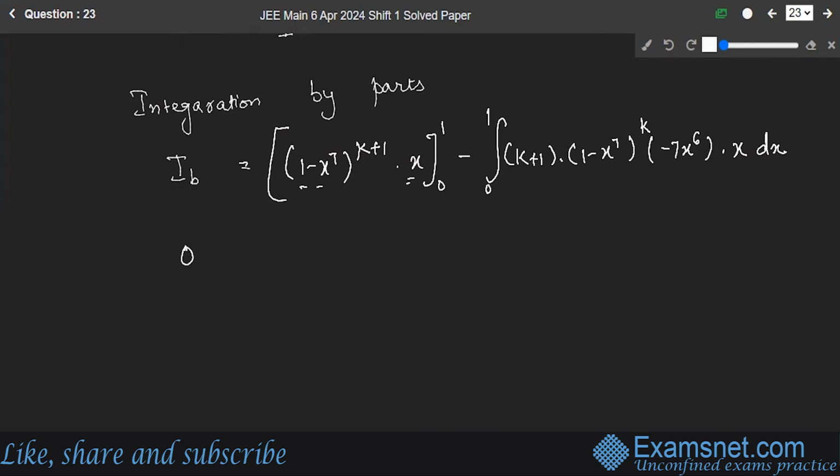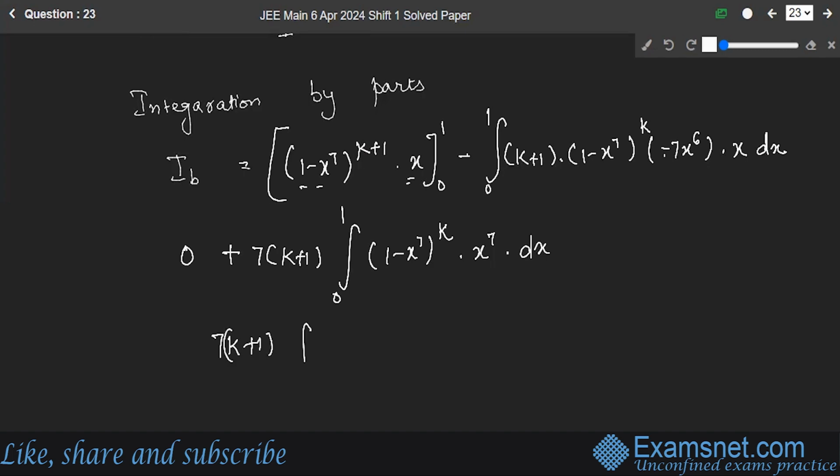Fine. So here is this minus and this minus. This will give me plus 7 (k plus 1). I'm taking this one outside. Inside you will be left with this, 1 minus x raised to power 7k, limits were 0 to 1, and this dx. Okay. So 7 (k plus 1), 0 to 1 limits, 1 minus x raised to power 7.